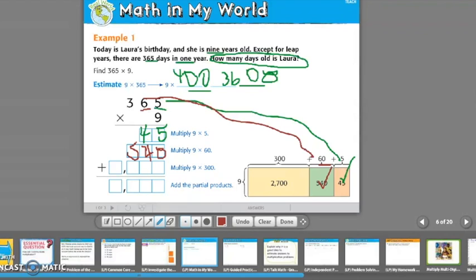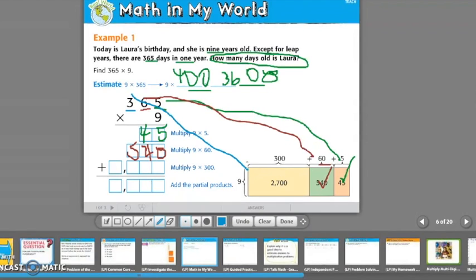And then I can check this box off because I've done this array. And lastly, I have my hundreds here. And so I'm going to draw yet another line over here because I need to multiply my 300 times 9. So I have 3 times 9, which is 27 hundreds, or 2,700. So I write 2,700.